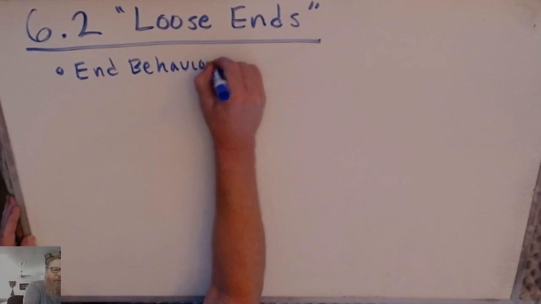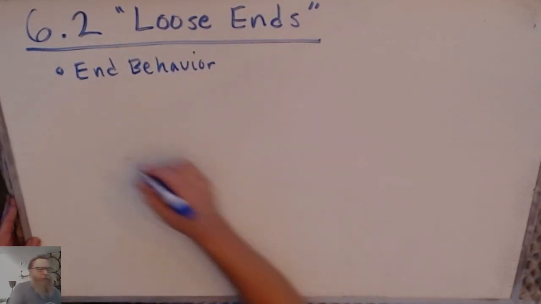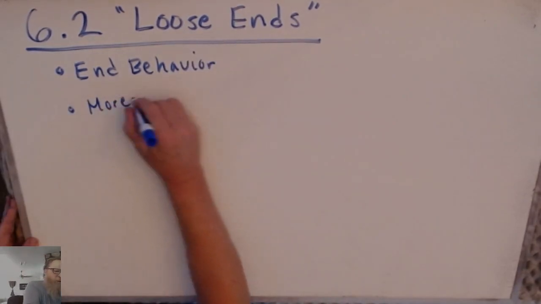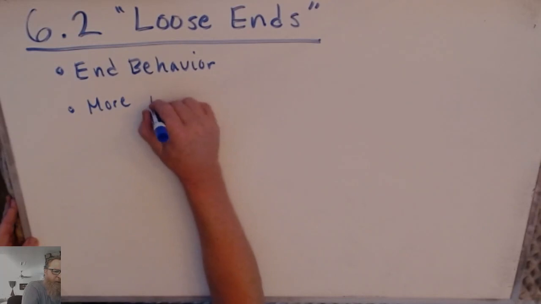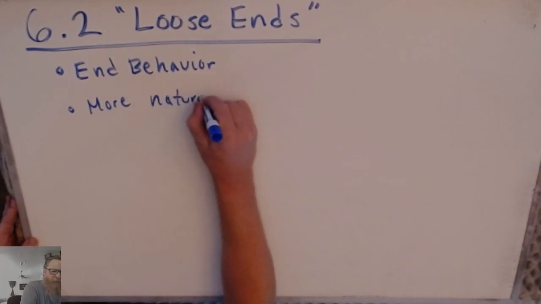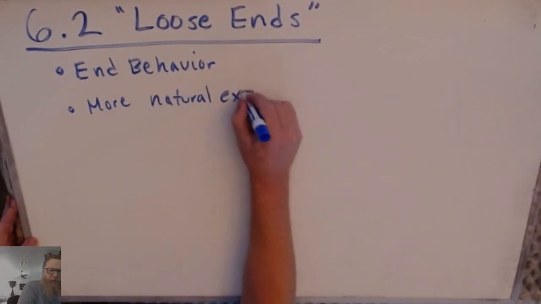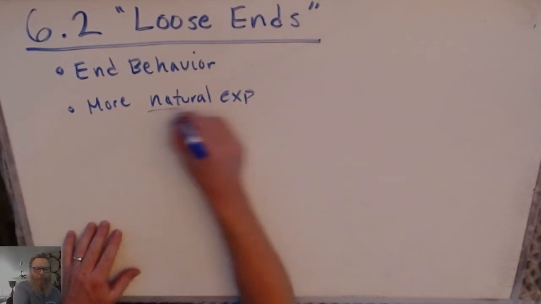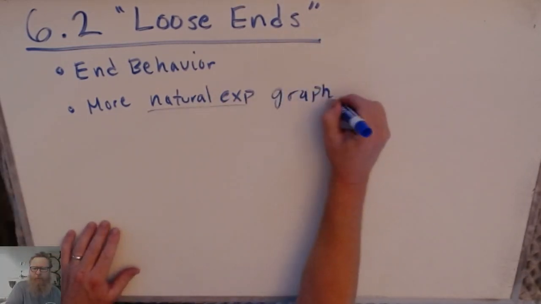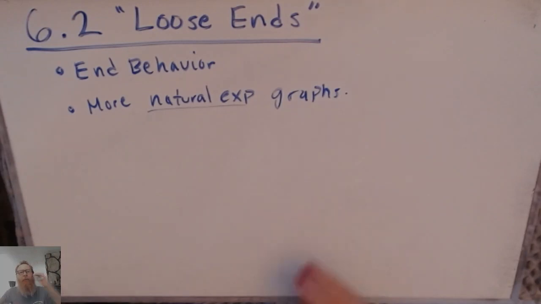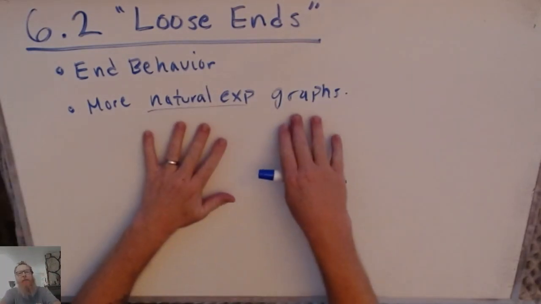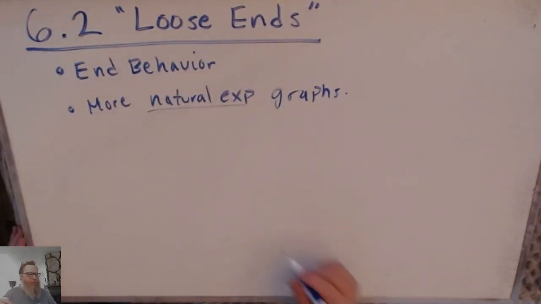Not sure if I used that term before. And then we're going to do more natural exponentials. Usually abbreviate that EXP. Okay, we might be able to kill two birds with one stone in a couple of these problems where we talk about the natural exponential. We also talk about the end behavior.